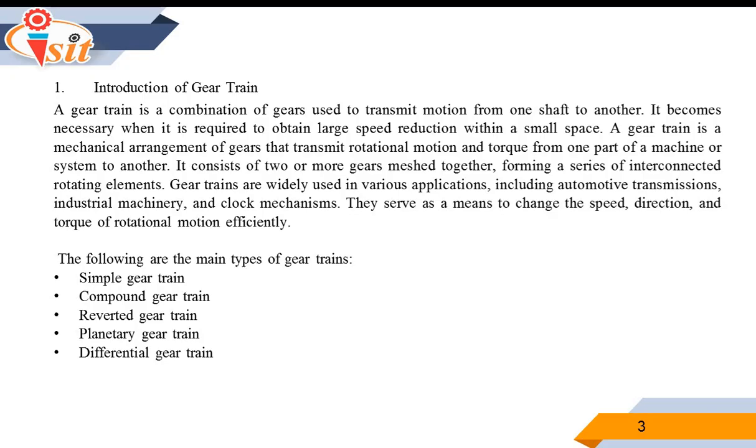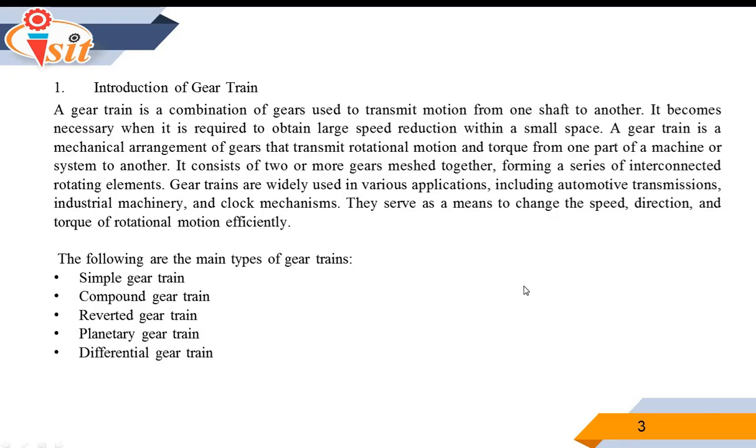The primary function of a gear train is to transfer power from a driving shaft to the driven shaft while achieving a desired speed and torque characteristics. When a smaller gear drives the larger gear, the speed decreases and the torque increases. Conversely, when the larger gear drives the smaller gear, the speed increases and the torque decreases. A gear train can also be used to change the direction of rotation and to transmit power between shafts that are separated by some distance.